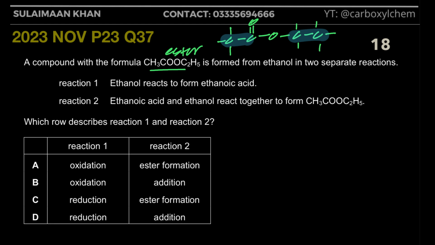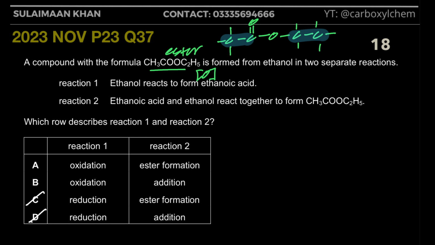Now it says it is formed from 2 separate reactions. Firstly, ethanol reacts to form ethanoic acid. So ethanol, an alcohol, forming a carboxylic acid is what? It's the oxidation reaction, right? You can either do it by bacterial oxidation, or you could use the oxidizing agent, which is acidified aqueous potassium manganate. Done? So that's oxidation, therefore C and D are wrong.